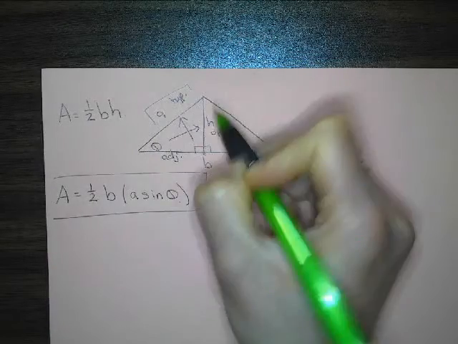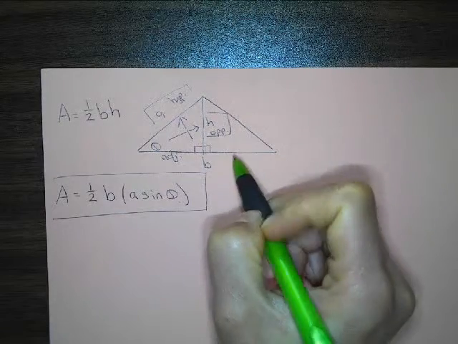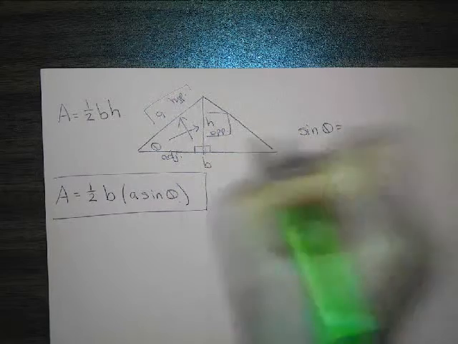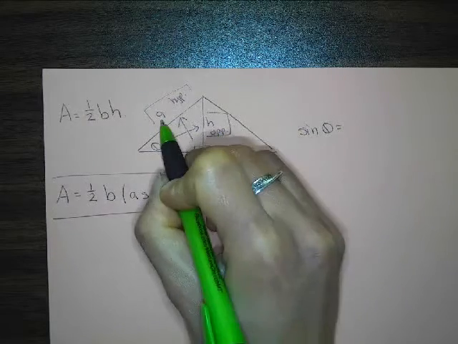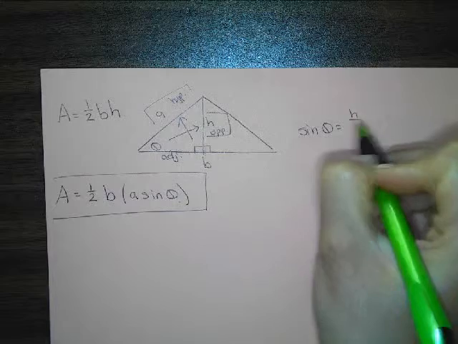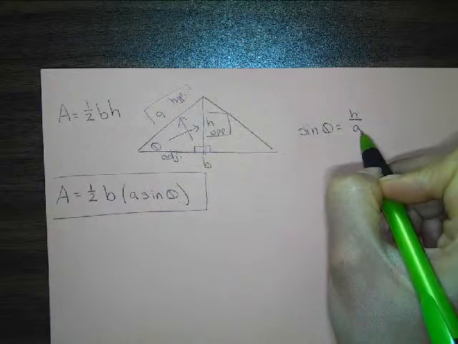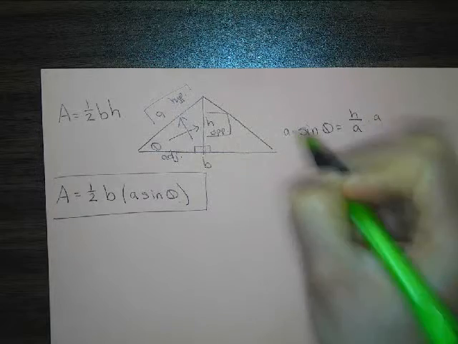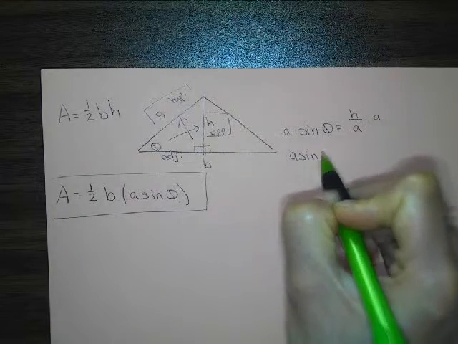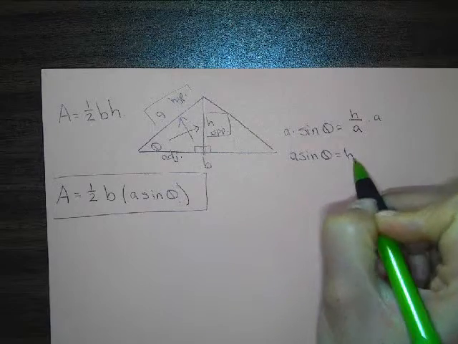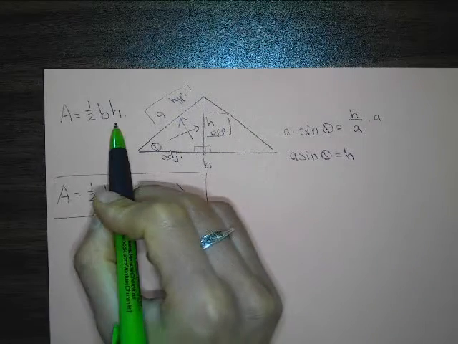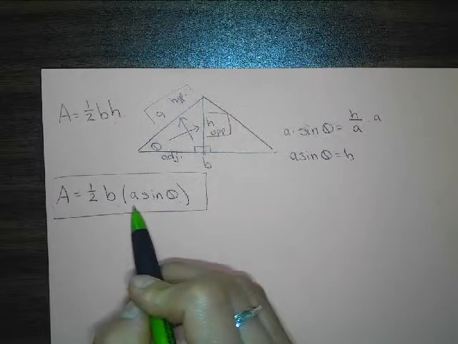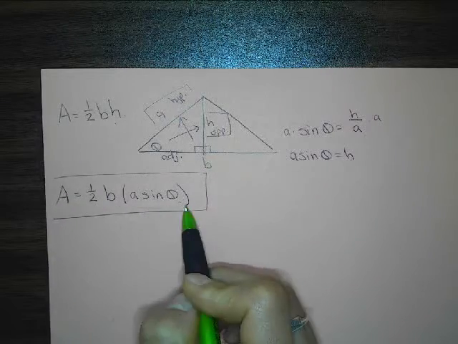So I'm going to have to use the hypotenuse and the opposite side, which is going to be the sine of theta. So I'm going to have sine of theta equals opposite, which is H, over the hypotenuse, which is A. So that would be H over A. Well, now since we're looking for the height, I have to multiply both sides by A, and so I end up with A sine theta equals H. And then just substitute this H in over here, and that's how I end up with this formula of 1/2 B. And instead of H, I have A sine theta.